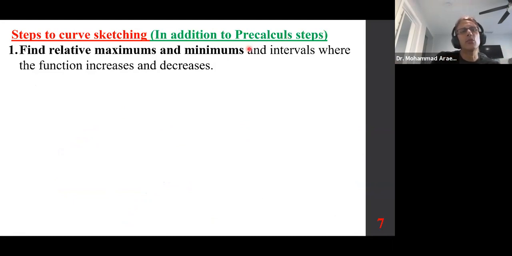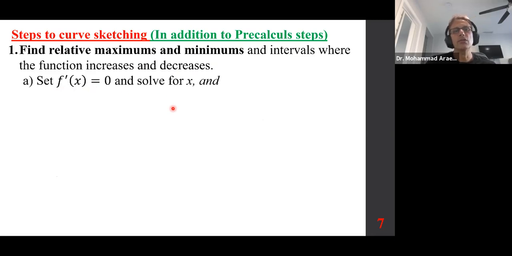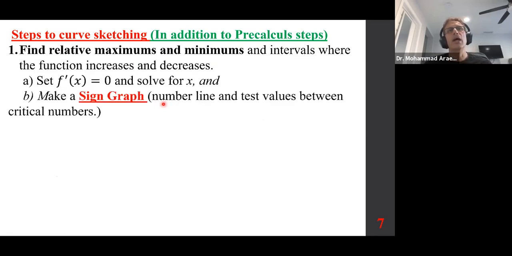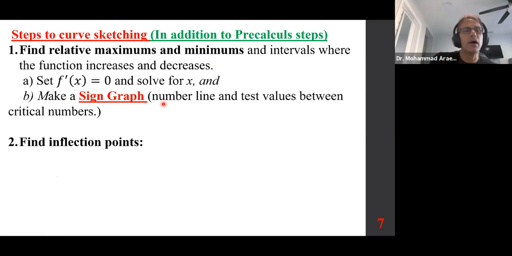After that, we are going to add relative extrema. How do we do that? We find f prime, we set it equal to 0 and solve for x, and wherever it does not exist, we do a sign graph and we make a decision about intervals of increasing and decreasing, as well as local extrema. We also find the inflection point or points.